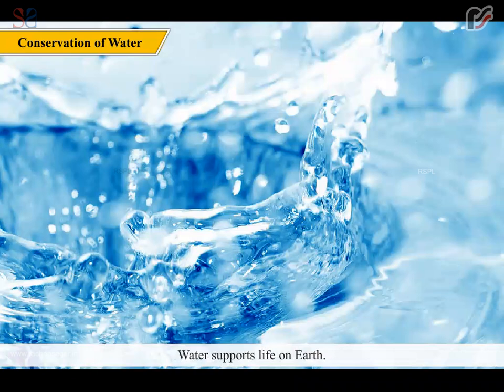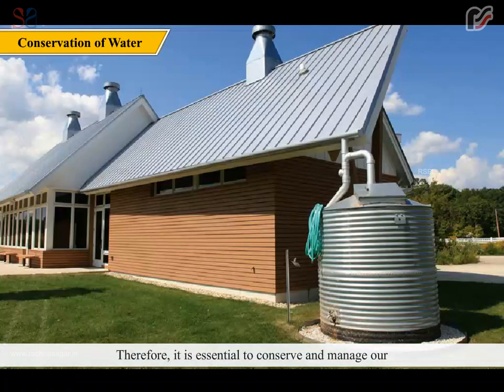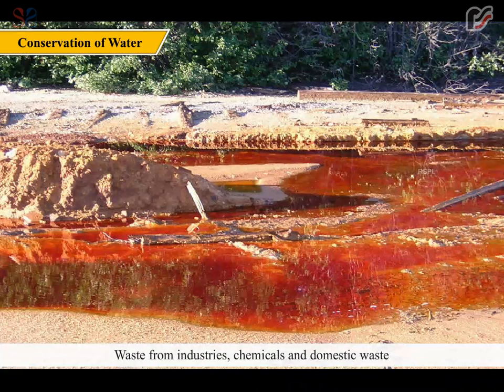Water supports life on earth. The increase in population and lack of proper management of this natural resource has resulted in the shortage of water. Therefore, it is essential to conserve and manage our water resources effectively and efficiently. Some of the measures which help conserve water are: we should not waste water in our day-to-day life. Waste from industries, chemicals and domestic waste should not be thrown into lakes and rivers.